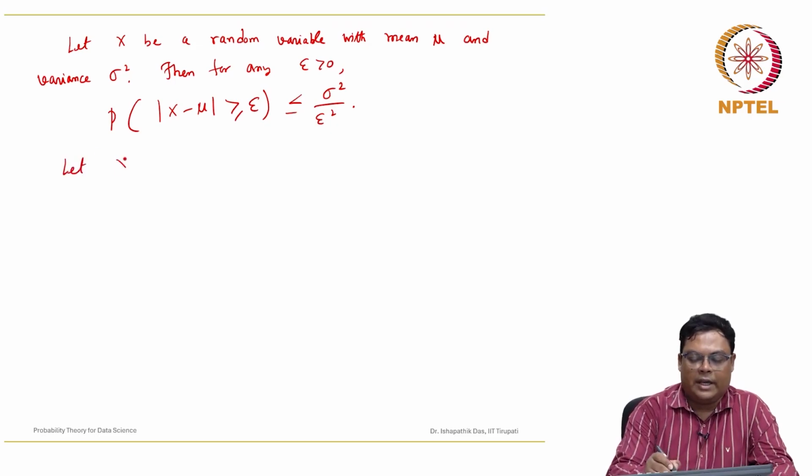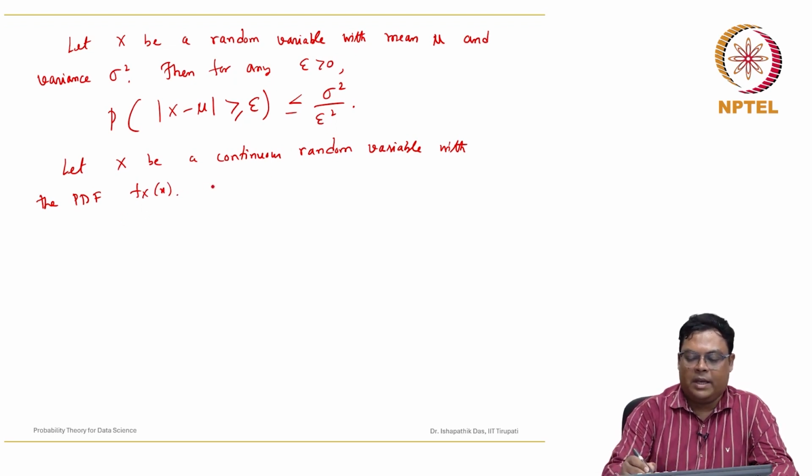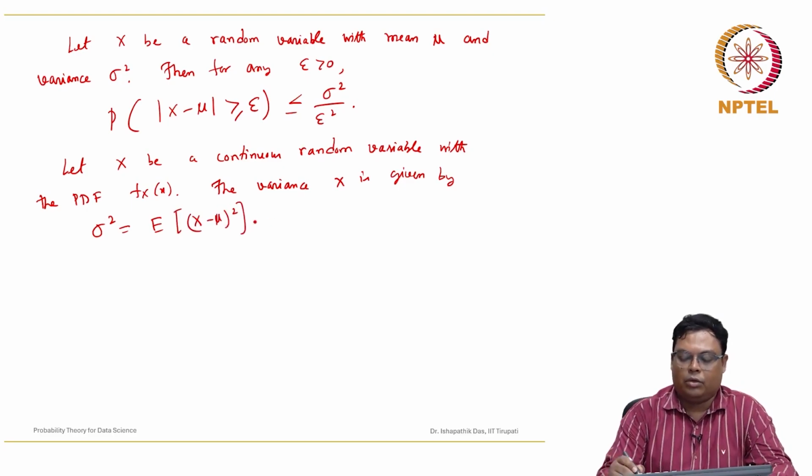So let x be a continuous random variable with the probability density function f of x. Then what is sigma square? The variance of x is given by sigma square. By definition this is the expected value of x minus mu whole square, where mu is the mean. Because it is a continuous random variable, otherwise for the discrete case we will take a sum, it will be the integral from minus infinity to plus infinity of x minus mu whole square f of x dx. So this is the variance formula.